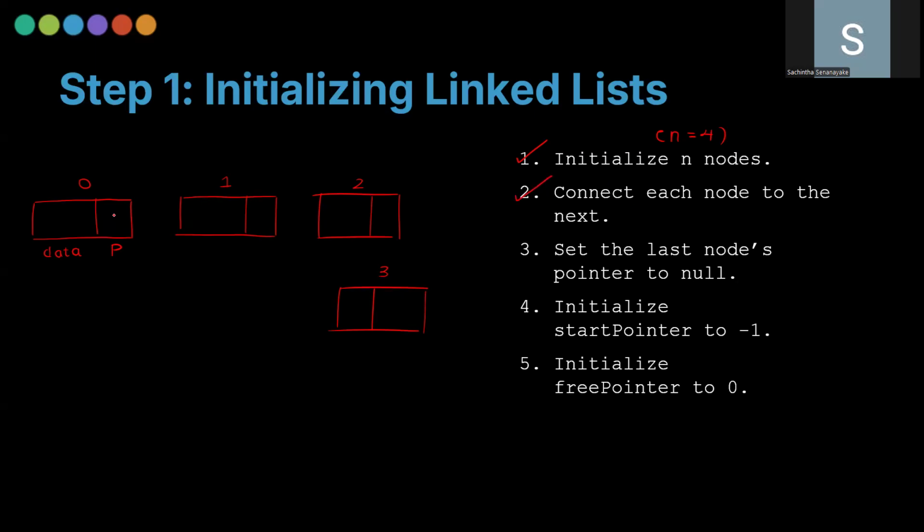Node 0 will have a pointer with a value of 1, which indicates that this node points to the node at index 1. And then we repeat. This points to 2, 2 points to 3, and 3 doesn't point to anything. What do we do then? The last node's pointer must be set to null.